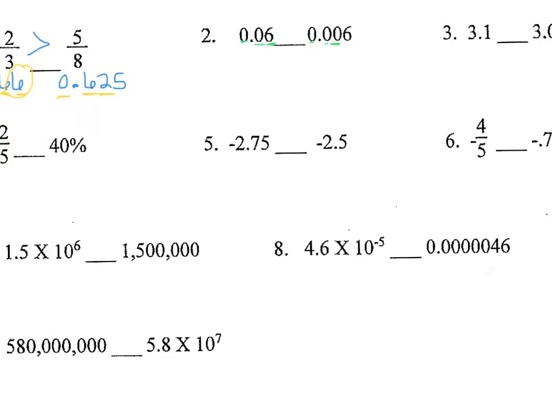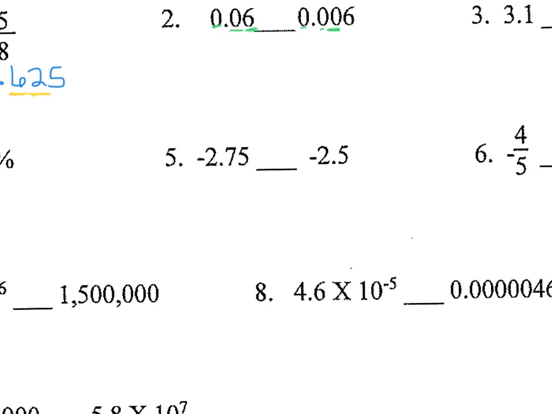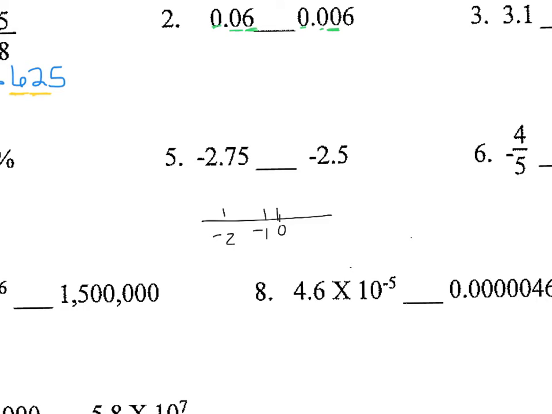And for negatives, like on number 5, I'm kind of skipping around, but on number 5, just remember, with negative numbers, the larger the number is, it's actually smaller, because if we were looking at a number line and we had 0, -1, -2, -3. So if I was going to label these numbers on the number line, -2.5 would be here, and -2.75 would be a little bit further, closer to -3.